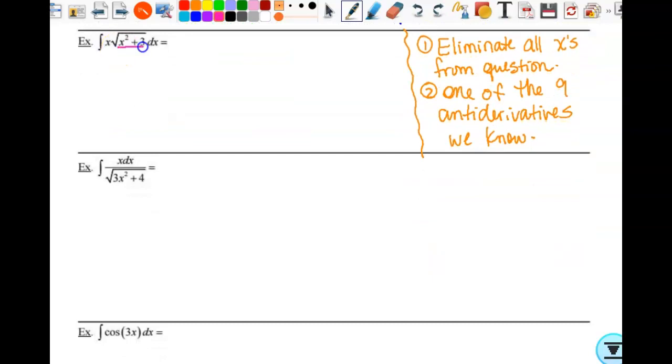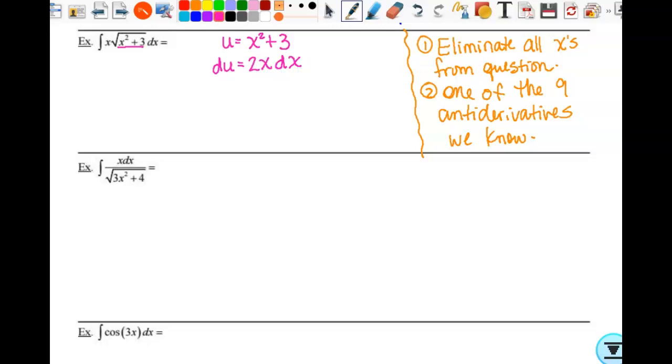So this is my inside part. I'm going to say u equals x squared plus 3. Okay, so I'm going to take the derivative, so du equals 2x dx.